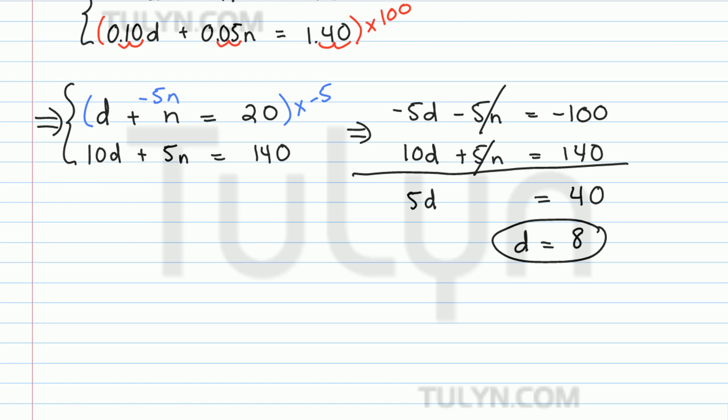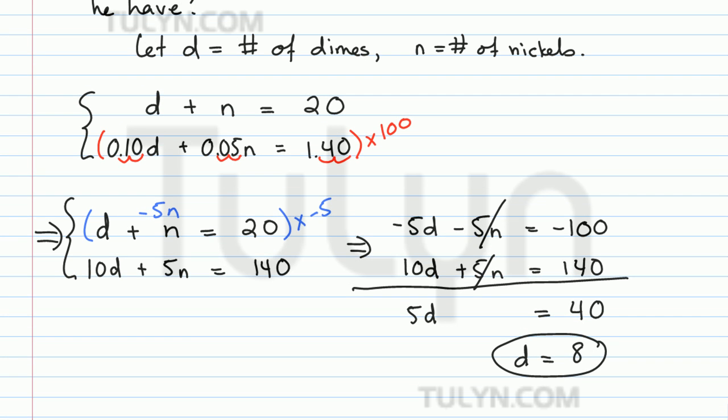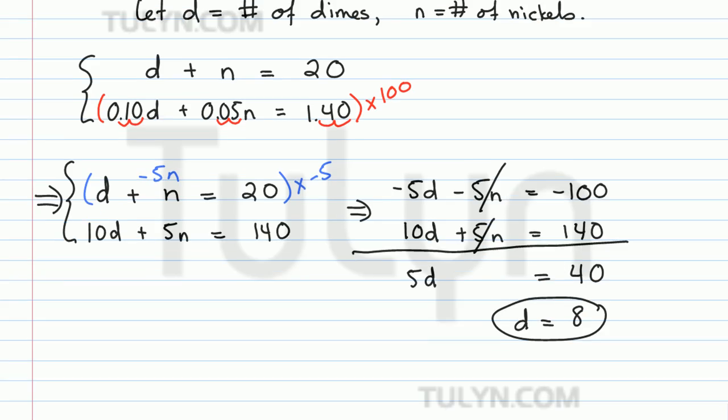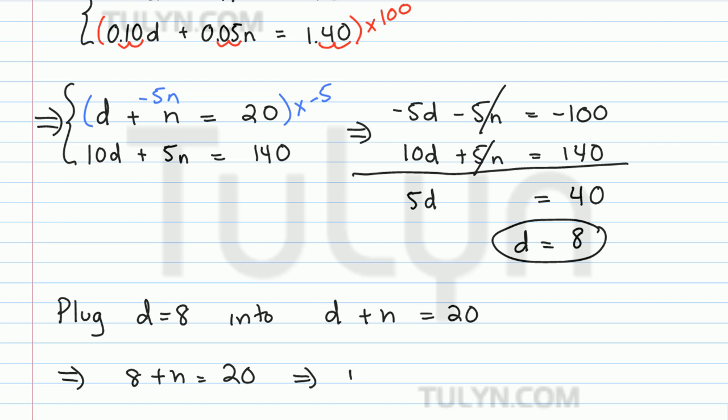There are 8 dimes. So now we want to find n, how many nickels there are. How we do that is by plugging d is equal to 8 into one of the two original equations. It seems like the first equation is probably the easiest. So let's plug d is equal to 8 into the first equation, which says d plus n is equal to 20. So we have 8 plus n is equal to 20, which means that n is equal to 20 minus 8, which is 12.